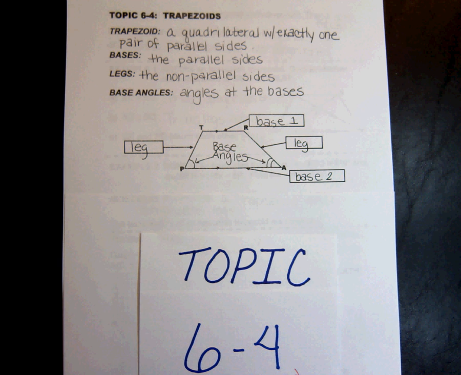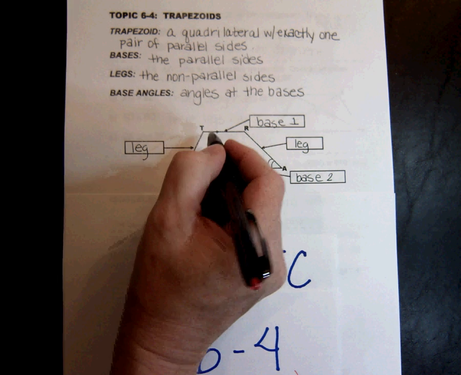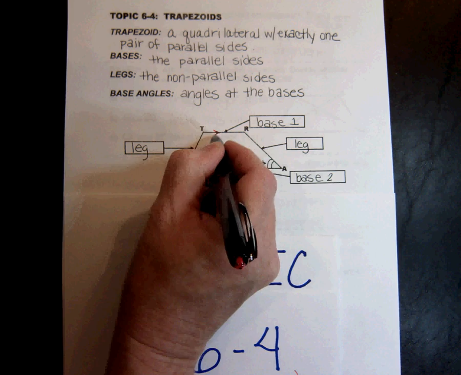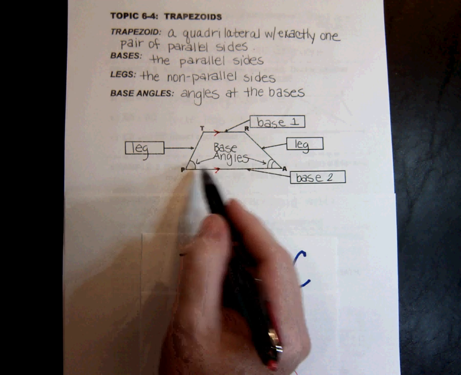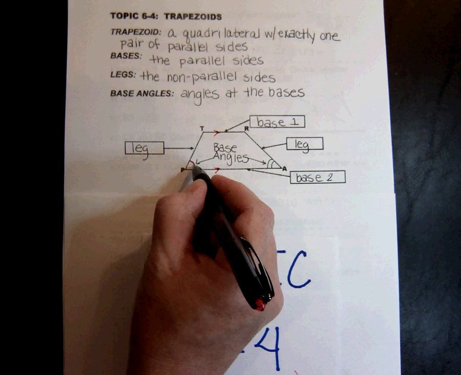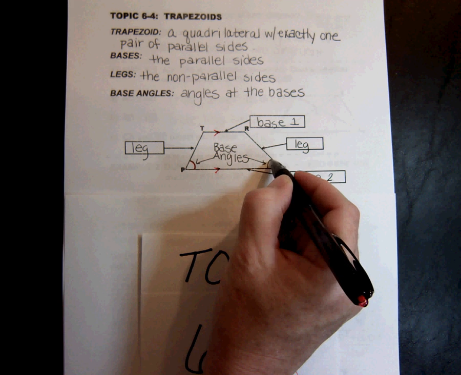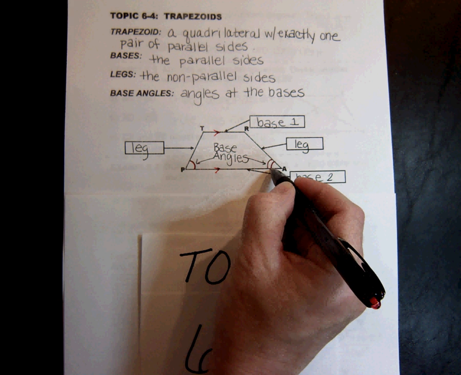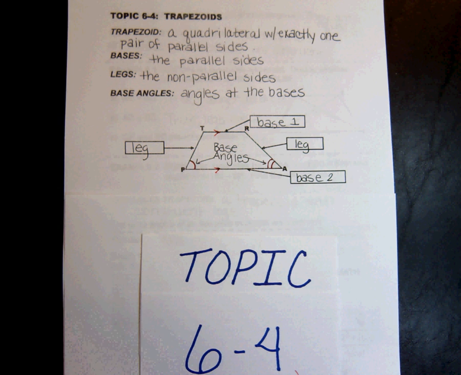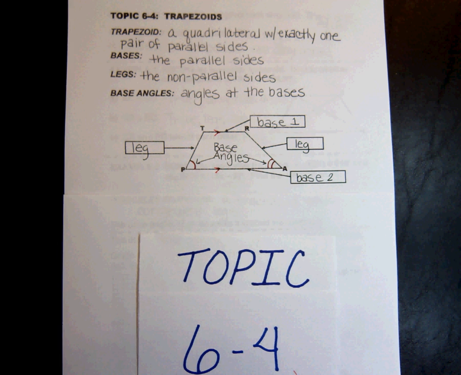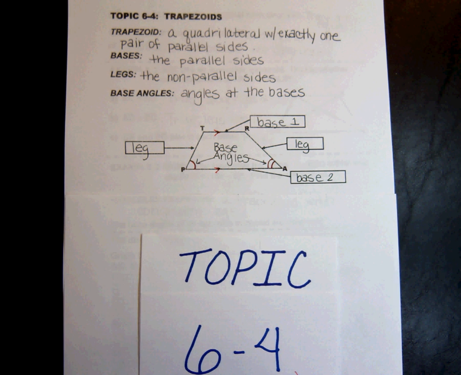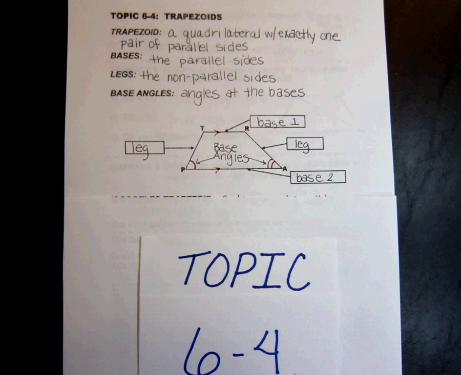Notice that your legs are the non-parallel sides, and notice that base 1 and base 2 show the parallel lines. The set of base angles in this particular one is denoted with one line here and two little curved lines here. That denotes that they are not congruent in this example. We'll learn later they can be, but this example doesn't show that. So you have a base 1 and a base 2. The important thing to remember here is that your bases will always be parallel.